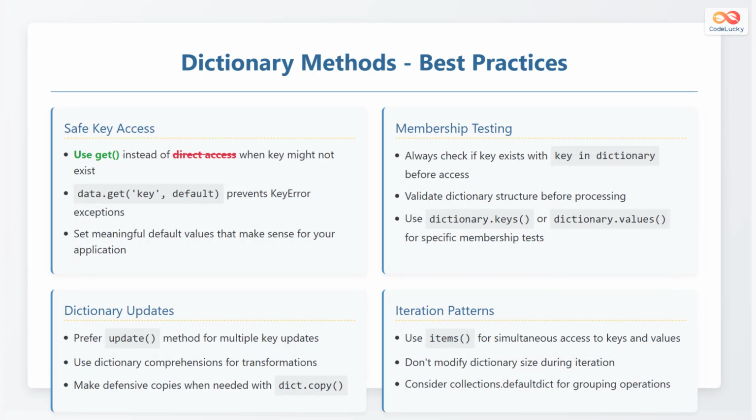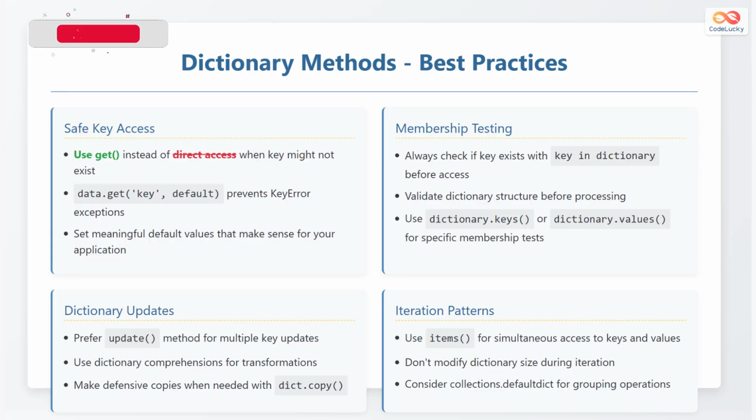Lastly, let's discuss some best practices when working with dictionaries. For safe key access, use the get method instead of direct access when a key might not exist. This prevents key error exceptions and lets you set meaningful default values that make sense for your application. For membership testing, always check if a key exists with key in dictionary before access. This validates dictionary structure before processing. Use dictionary.keys or dictionary.values for specific membership tests.